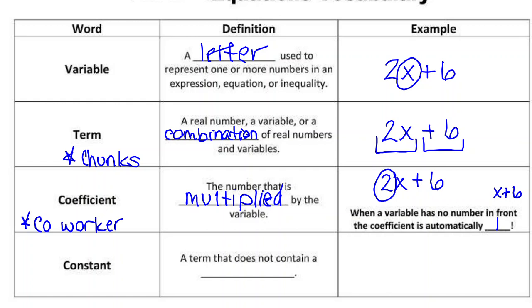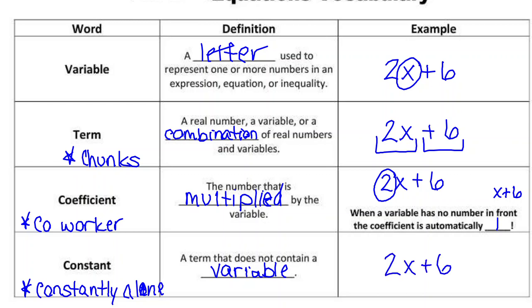And then the constant is the lonely number. They're constantly alone. They're sad. They're all by themselves. So it's a term that does not contain a variable. So if we go back to that same example, we have 2x plus 6. The number that's all by itself, that's constantly alone, is that positive 6.